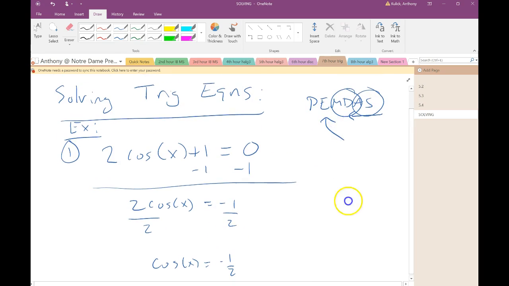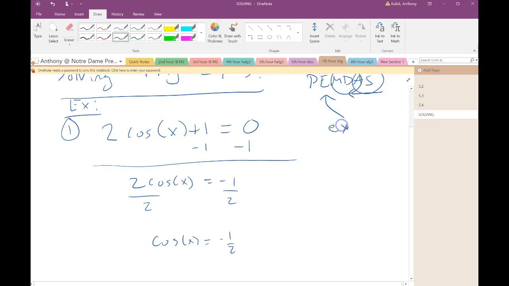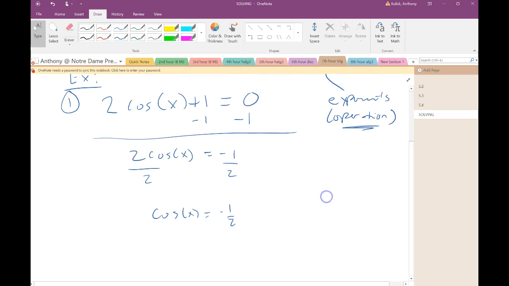And now this E, when we did the order of operation, it stands for exponents. But really, it should stand for operation, because we do a square root at this spot, or we would do a logarithm at this spot, or a trig function at this spot. So this is really operation. So we need to undo this cosine now. What operation cancels out a cosine?